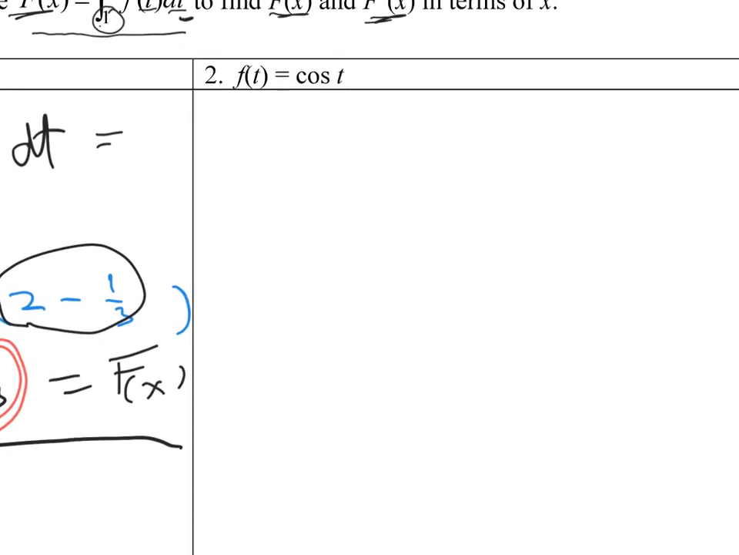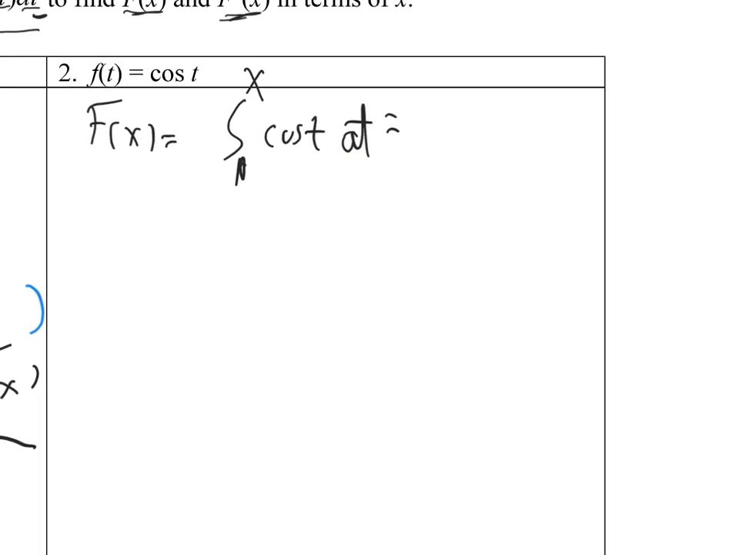It's kind of cool. Big F of x is equal to the integral from 1 to x of cosine of t dt. That equals the integral of cosine, which is sine of t from 1 to x, which equals sine of x minus sine of 1.